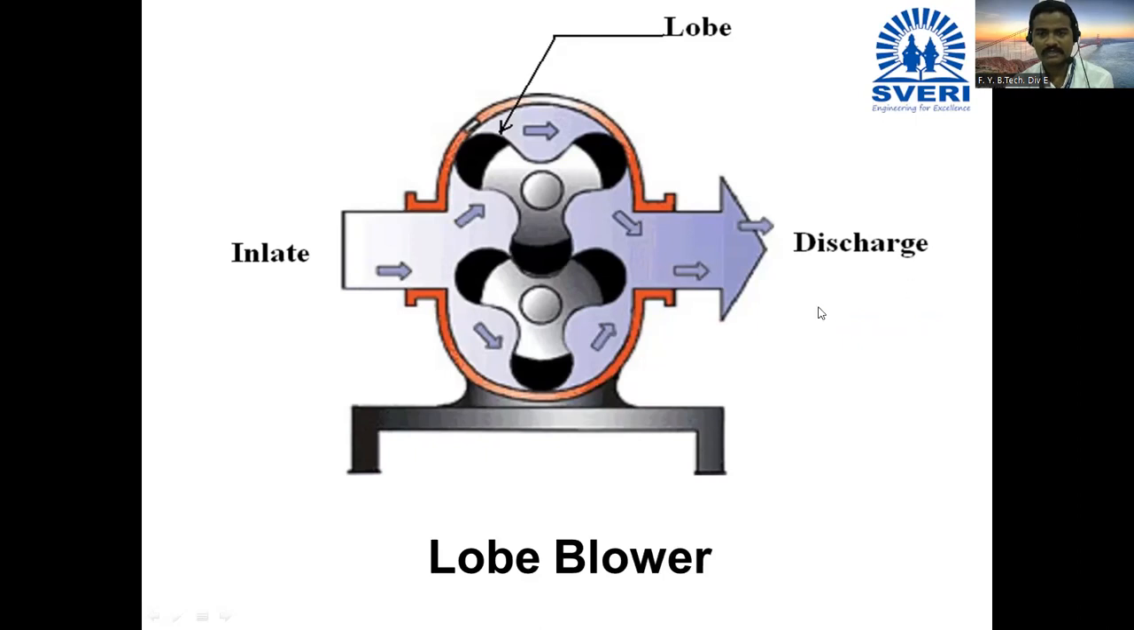The receiver is nothing but a tank, and in the tank the compressed air, or high pressurized air, will be stored. Through that receiver the pressurized air is supplied at the respective workplaces. Like this, the lobe blower or root blower compressor works.